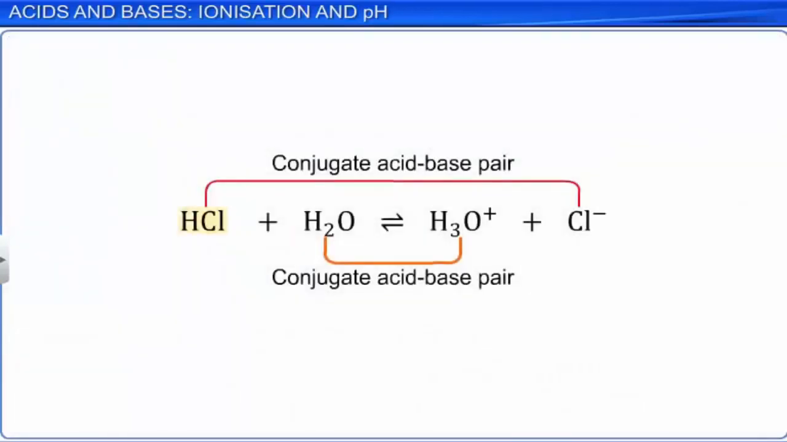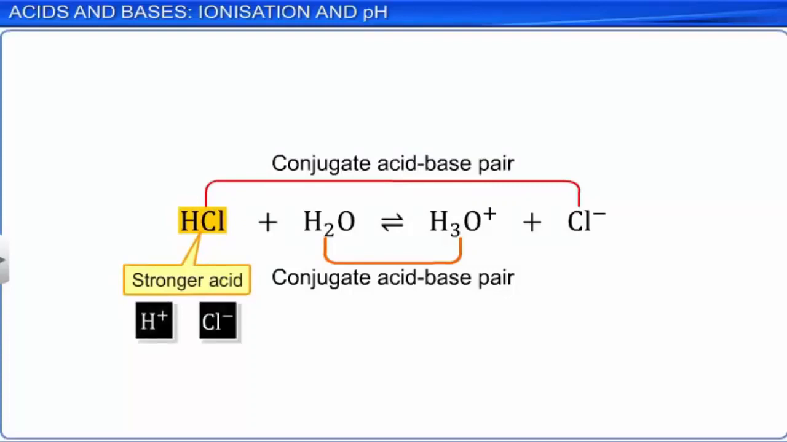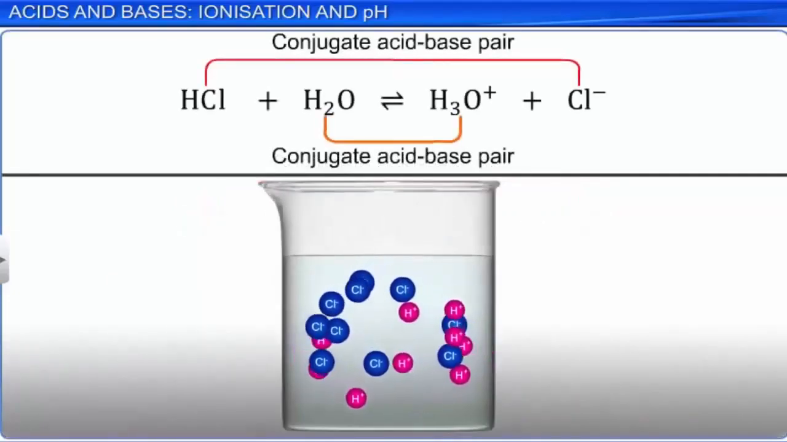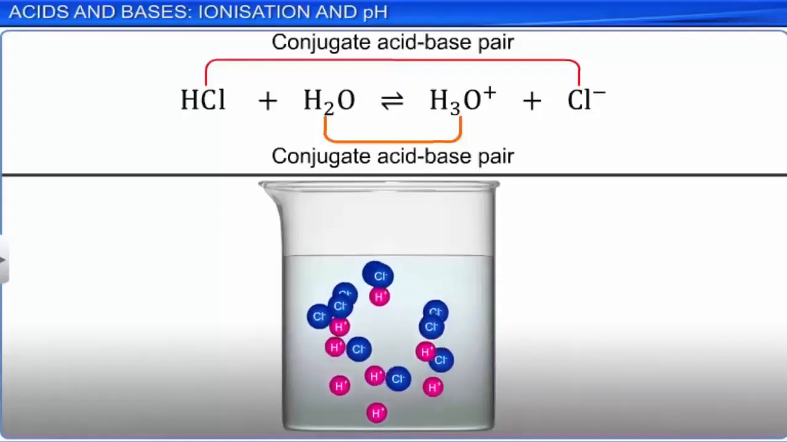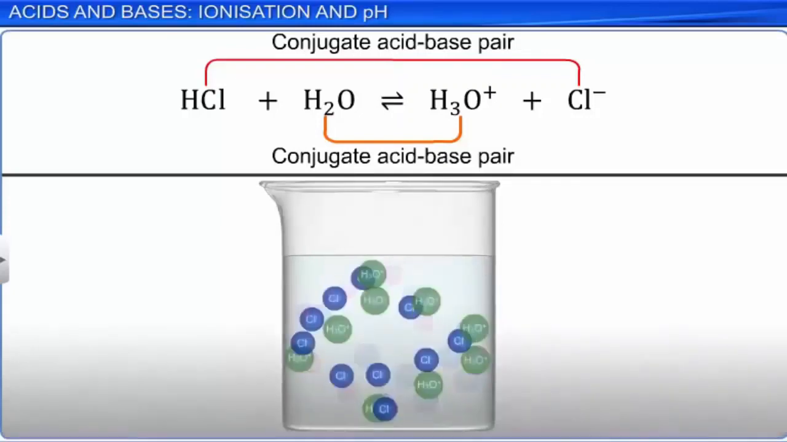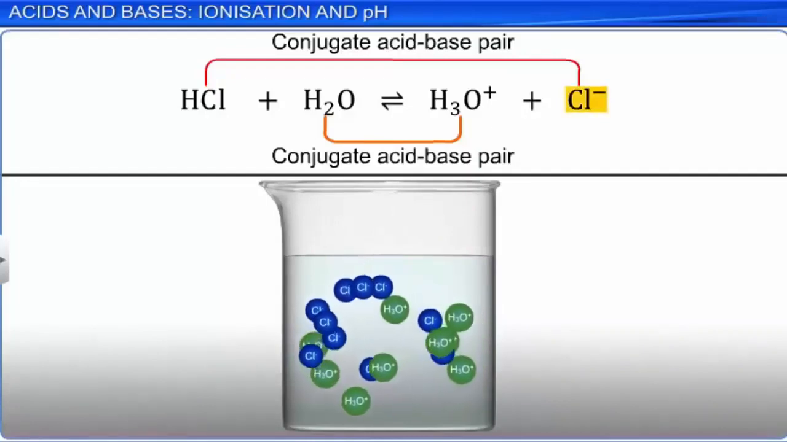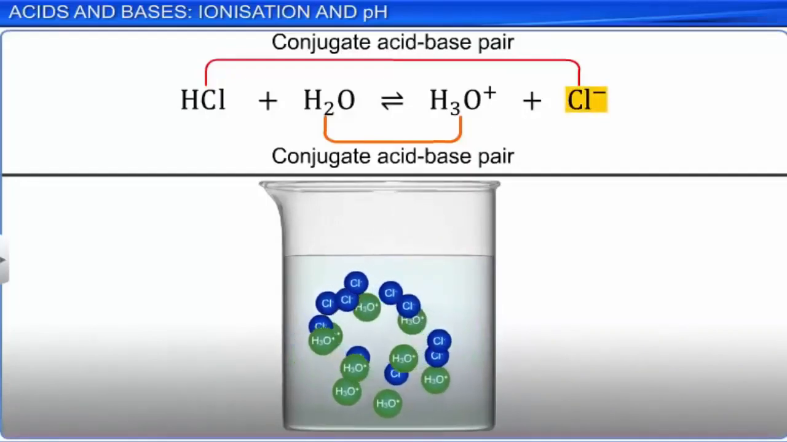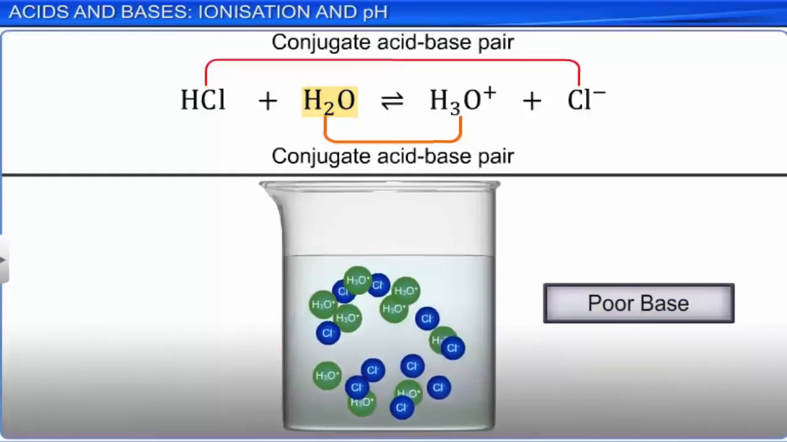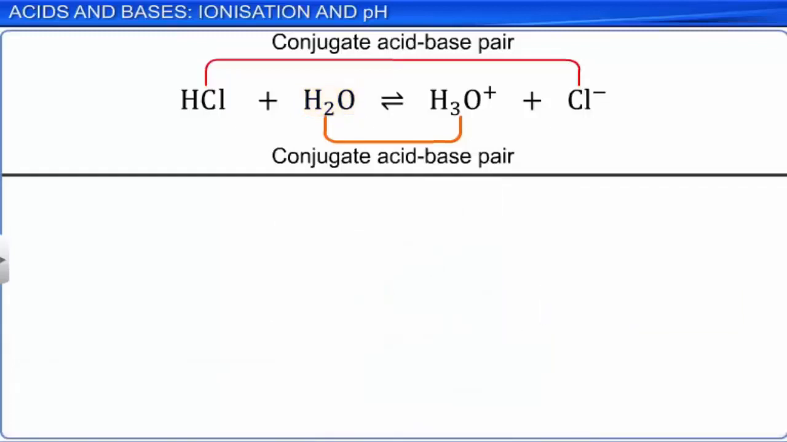Yes, it does. HCl is a strong acid, which means that every HCl molecule produces H+ and Cl- ions. This further means that the forward reaction predominates in this reaction. In an aqueous solution, there are virtually no HCl molecules, but only H+ and Cl- ions. This shows that the Cl- ion has very little ability to attract the H+ ions in the water, and thus is a very poor base compared to the water molecule. Hence, it follows that a strong acid has a weak conjugate base.